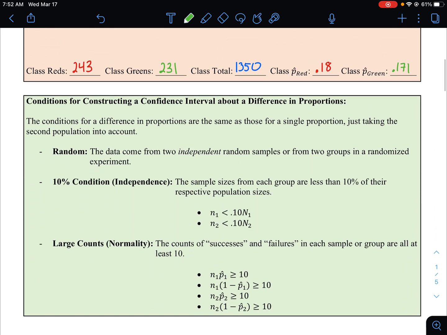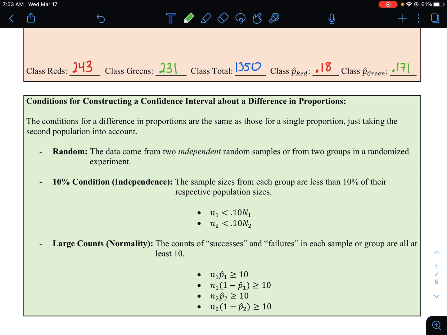So as far as the conditions for constructing a confidence interval for a difference in proportions, it's the same three conditions. Okay, random, 10%, and large counts. And as you can see here, it's the same as single proportion, but we're just taking the second population into account. So when it comes to the random condition, we want to say that it's both random and independent, right? The red Skittles aren't going to have an effect on the green Skittles and vice versa, or any type of context. The two populations are independent of one another.